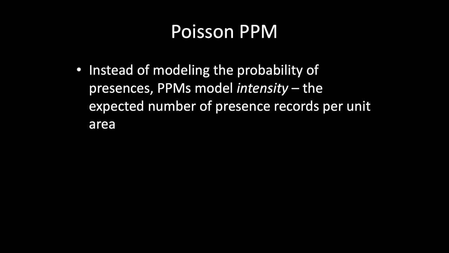a Poisson point process model says there's this thing called intensity, which is the expected number of presence records per unit area. And the Poisson point process model is modeling the intensity directly, not the presences and absences. The presences and absences are sort of a thing that comes out of this intensity. The intensity itself is that expected number of presence records per unit area.